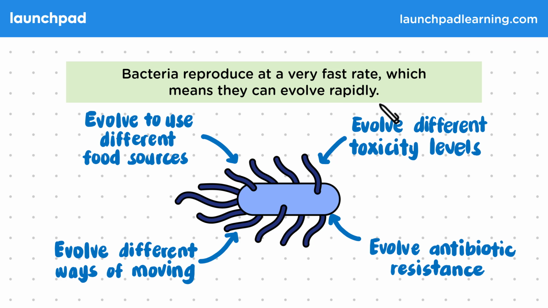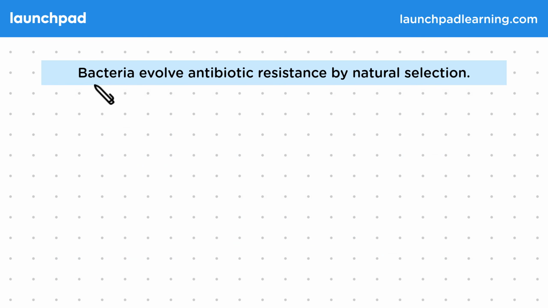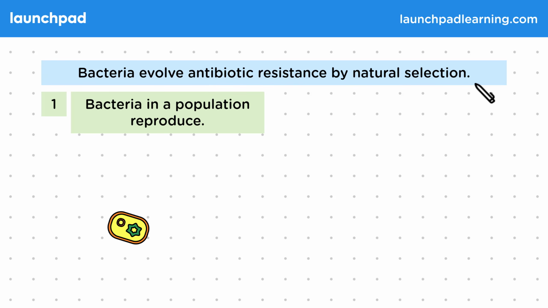Out of these examples of bacteria evolving, antibiotic resistance is the only one you would be expected to give as an example in the exam. So, how do bacteria evolve to become antibiotic resistant? Bacteria evolve antibiotic resistance by natural selection.